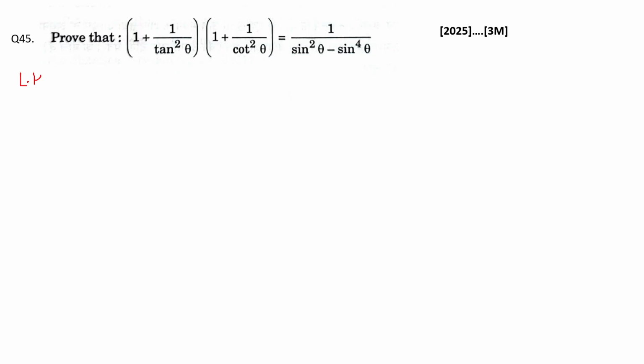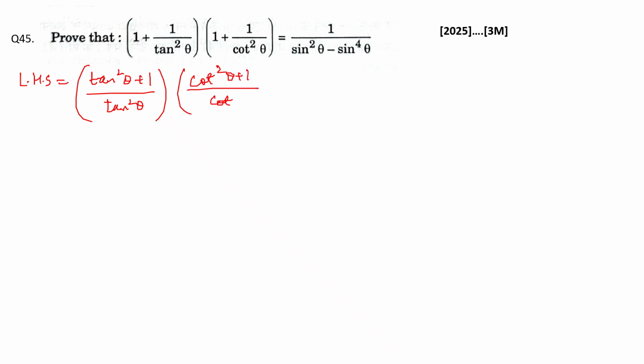So take LHS and take the LCM. So it will become tan square theta plus 1 by tan square theta, and then it will be cot square theta plus 1 by cot square theta. Now tan square theta plus 1 is sec square theta by tan square theta, and cot square theta plus 1 is cosec square theta by cot square theta.